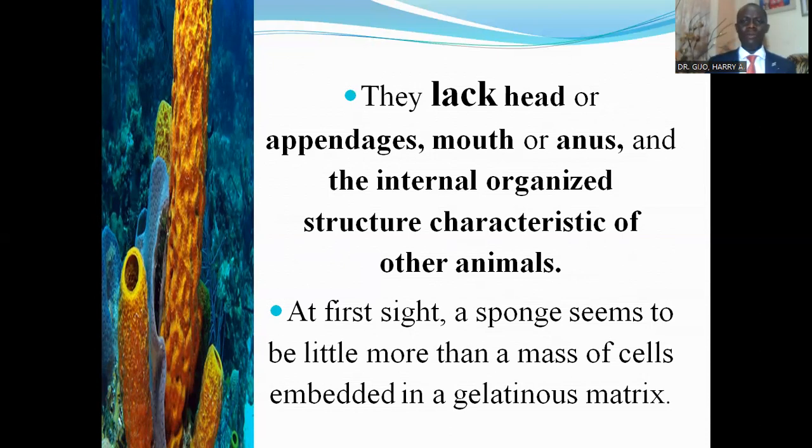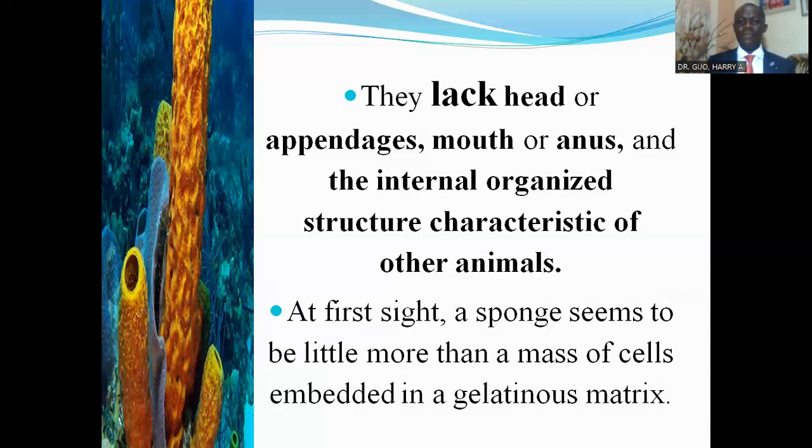Then they also lack appendages, like hands and legs or even a tail. They also lack a mouth or anus. No part of the organism can be referred to as the mouth or the anus. The internal organized structure characteristic of animals is also absent in these organisms. Their bodies are not really organized internally.